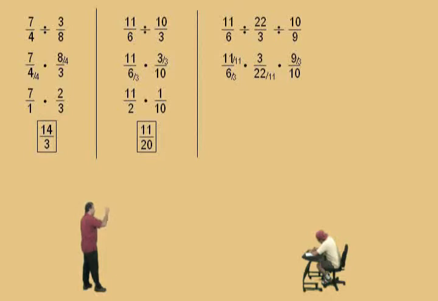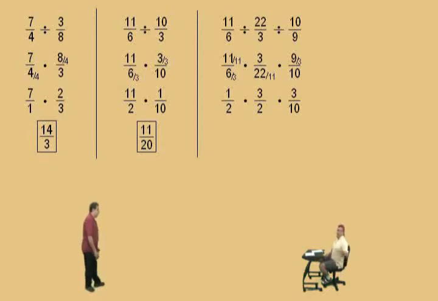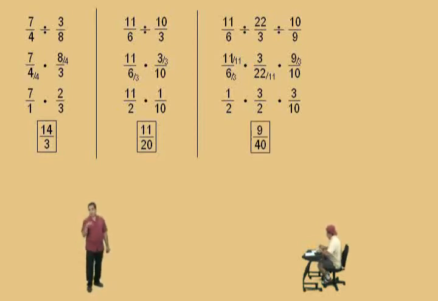Okay, so let's do the work. What's 11 divided by 11? 1. 22 divided by 11. 2. 9 divided by 3. 3. And 6 divided by 3. 2. All right. Now, what's on top, Charlie? 9. And the bottom? 40. 9/40. Don't forget to circle or box your answer.